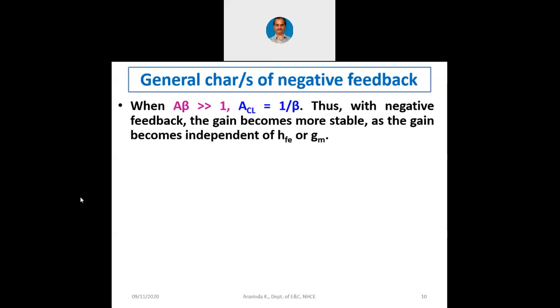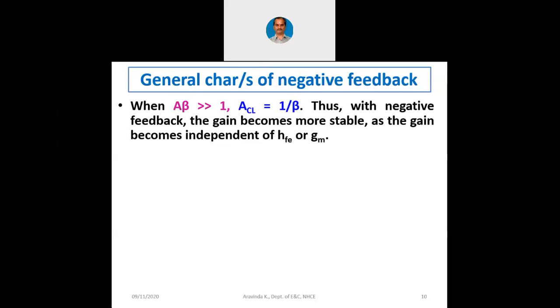Good morning, students. Let us have a brief recap of whatever we have been discussing in the earlier classes about the negative feedback. I'm showing you on the slide now the general characteristics of negative feedback. So, in the last class, I had shown you the regular formula.